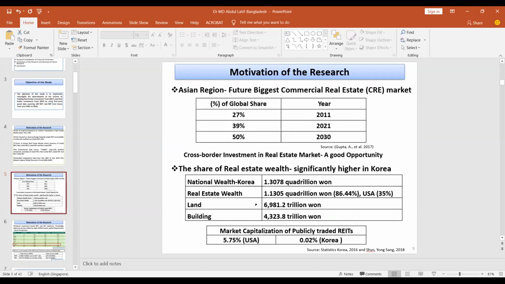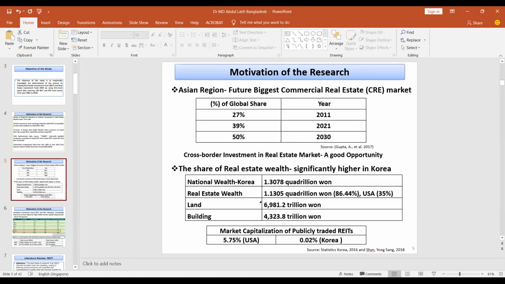Another one is that now Asia is more focusing on these areas, indirect real estate finance. In global share in 2018, it was 27%, and the forecast for 2021 is that the global share will be 39%, and in 2030 it will be 50%. So this is a huge market in Asia, and there is a possibility of cross-border investment, like Singapore investing in China, India investing in other countries, Singapore investing in Malaysia as well. So there is cross-border investment.